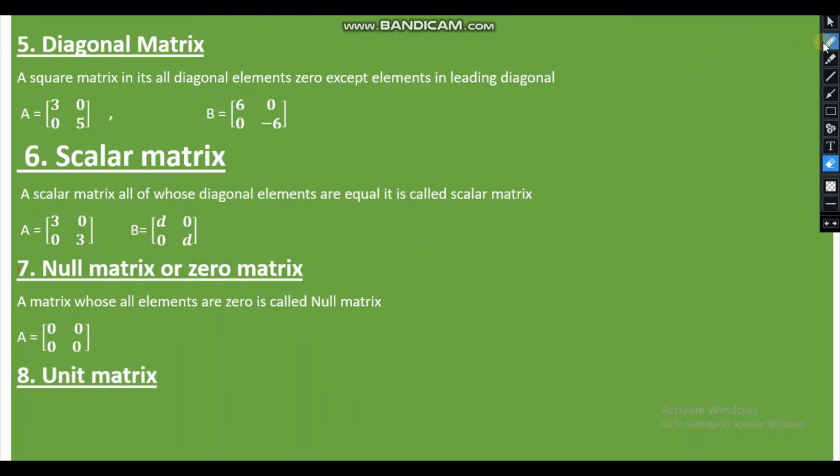So again, next, unit matrices. Unit matrices means matrices of this form. It is called a unit matrix, a 2 by 2 scalar matrix. All the leading diagonal elements are 1, 1, and the other elements are 0, 0.